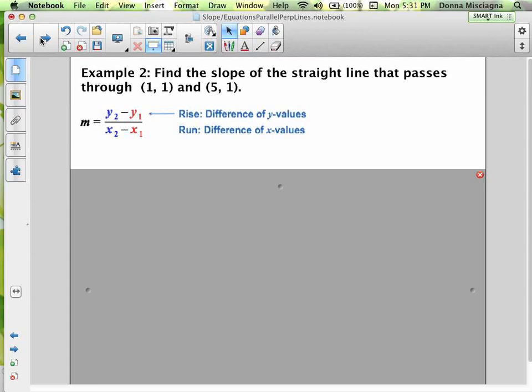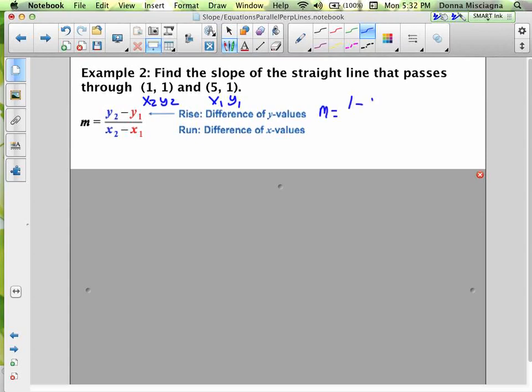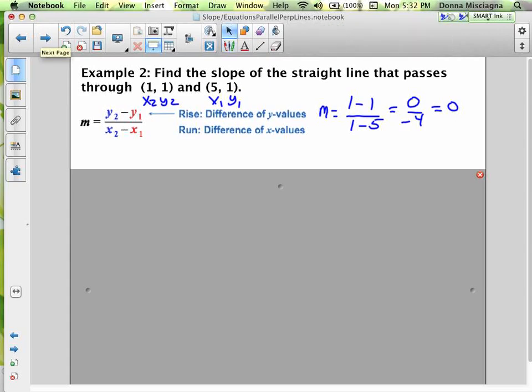All right, so example 2, find the slope of the straight line that passes through 1, 1 and 5, 1. Again, we're going to find the difference in the y coordinates over the difference in the x coordinates. And this will just be x2, y2, x1, y1. So my slope is going to be 1 minus 1 divided by 1 minus 5. So 1 minus 1 is 0. And 1 minus 5 is a negative 4. If we divide 0 by any number, if you have nothing, you can't divide it into any groups. You still have nothing. So 0 is our slope here.